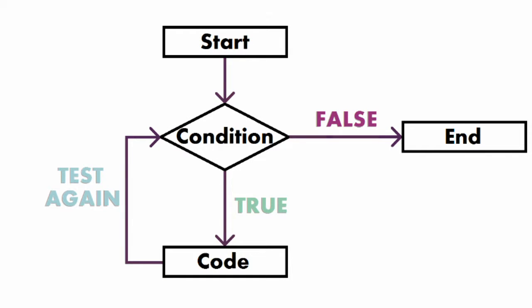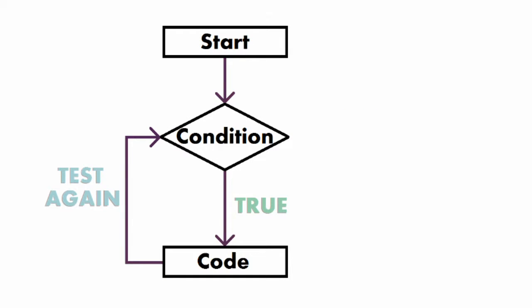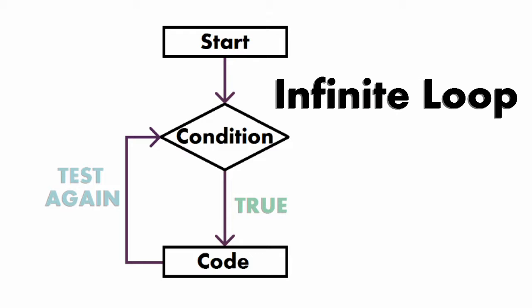What if the loop condition is always true? In that case, we end up with something called an infinite loop, which means the code inside the loop keeps running forever, or until the user or some other factor forces it to stop. Infinite loops are usually a mistake, but sometimes they can be useful.